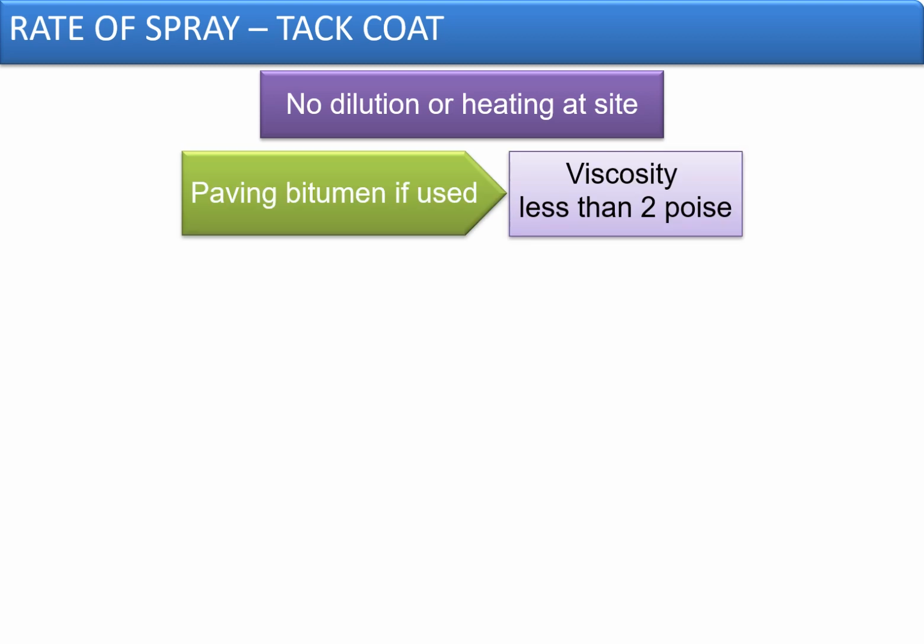When we see the rate of spray for bituminous surfaces, the rate of spray should be 0.2 to 0.3 kg per square meter. Over primed surfaces, it is 0.25 to 0.3 kg per square meter, and over cement concrete pavements, it is 0.3 to 0.35 kg per square meter.